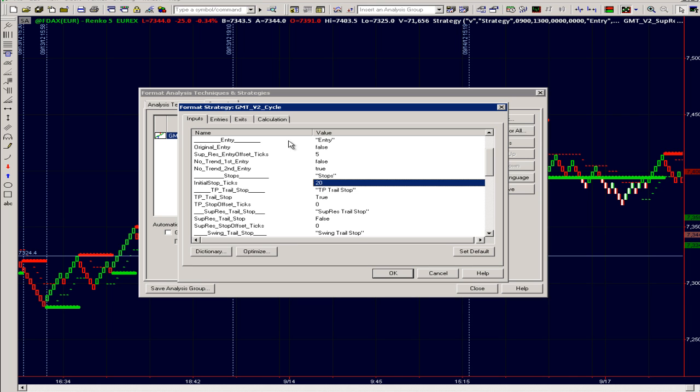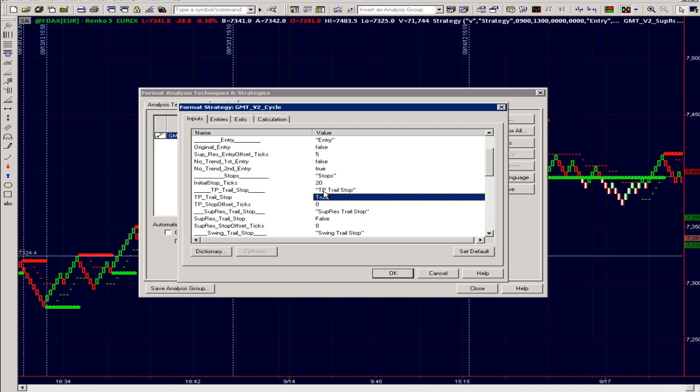If you've got a 5 brick Renko, you've got to have a 20 pip stop, 20 point stop, or, you know, a 15 point stop or a 10 point stop. Now, the other thing we've got here is a TP trail stop. So you've got your TP trail stop, we've got that set at true, and we've actually got our TP. So this is exactly the same as we would normally have.